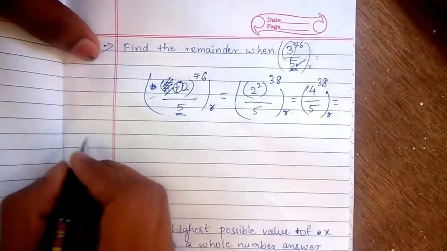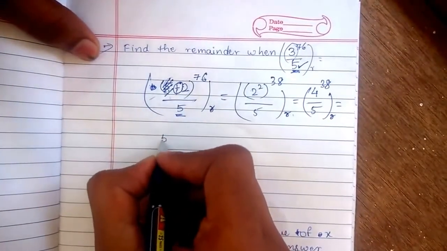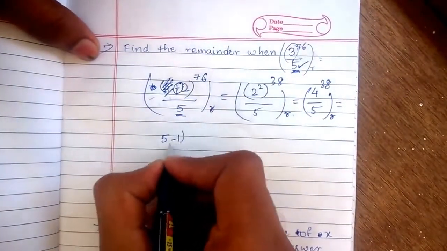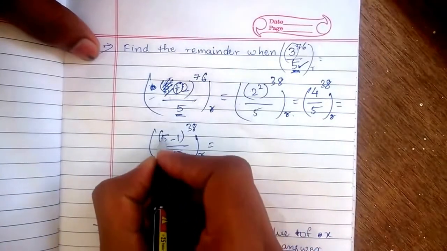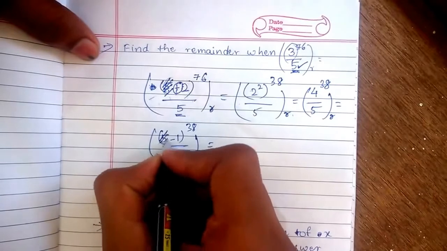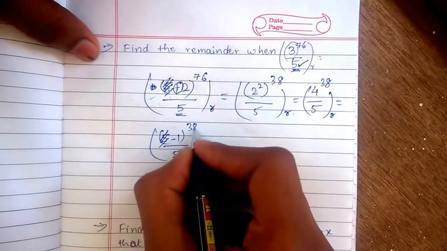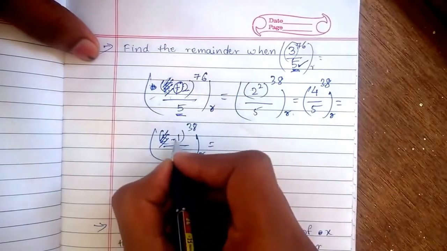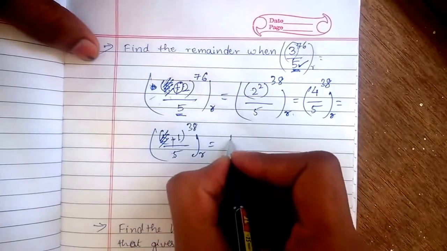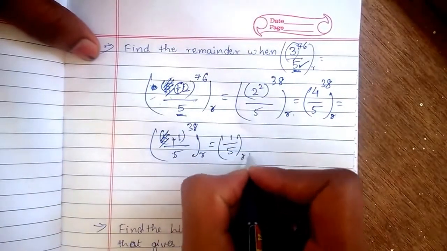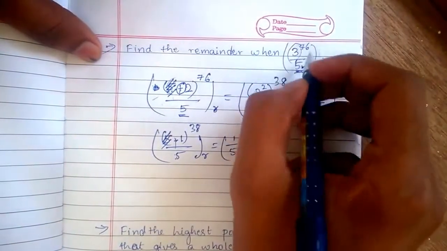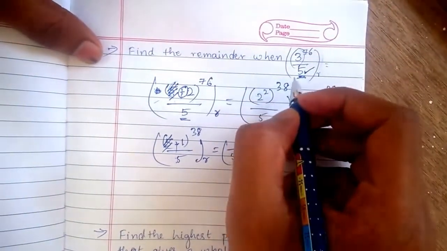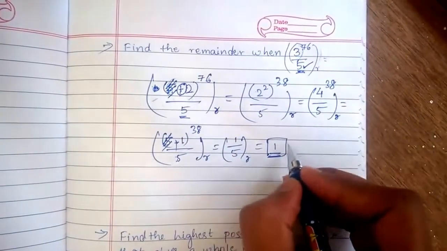4 can be written as 5 minus 1, so let me write it as 5 minus 1 power 38 divided by 5 remainder. In this I see something common again, so I remove the 5, and minus to an even power will become plus, so 1 power 38 is 1, and 1 by 5 remainder is 1 itself. So the answer for this calculation, 3 power 76 by 5 remainder, should be 1.